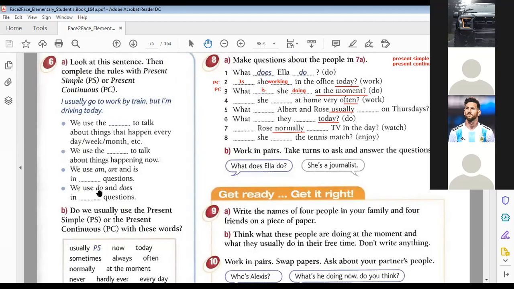Okay, Selma, what about number 4? Does she work at home very often? Okay. Why did you use present simple? It's correct, but why did you use it? Because we have often. Correct. Do we say does she works or does she work? With S or without S? With S. Why?